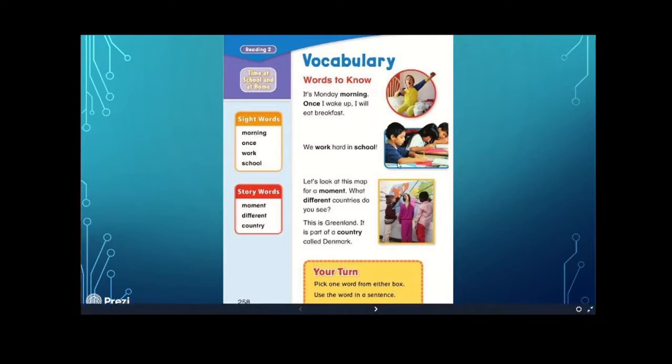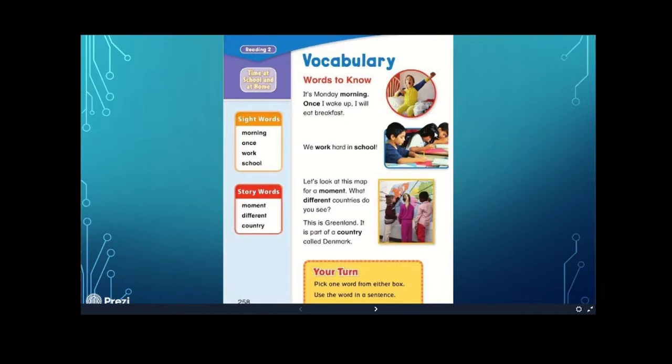Look at the images right now. For example, look at this boy. What is he doing? Let's find out. It's Monday morning. Once I wake up, I will eat breakfast. That's a very good sentence. You're using this word here. You're using morning and once. So after you wake up, in this case, he says, I will eat breakfast.